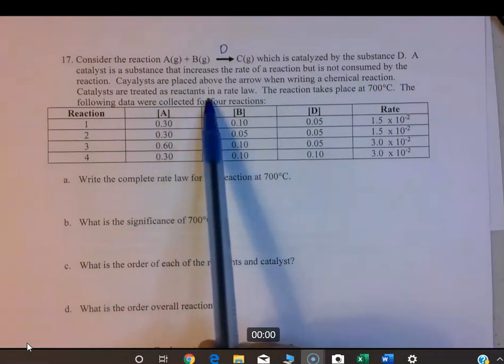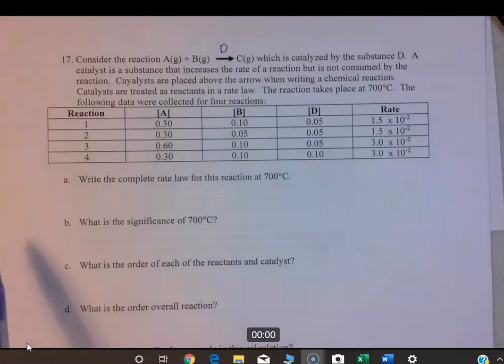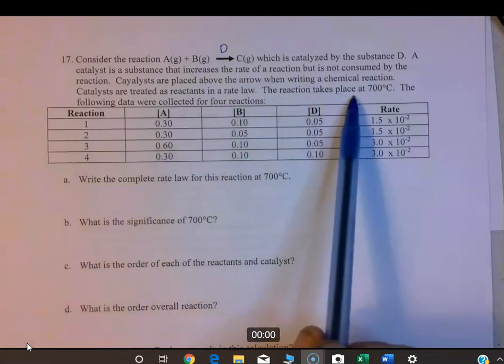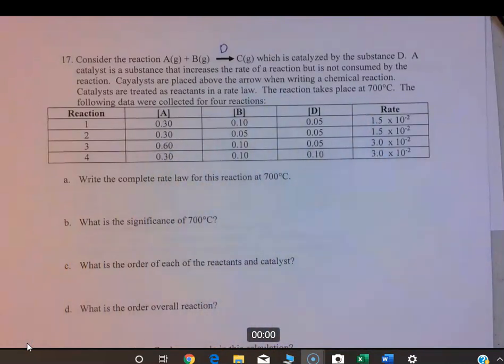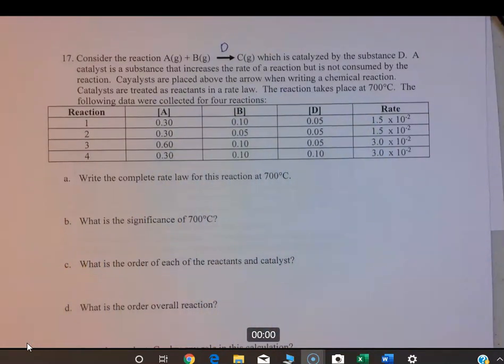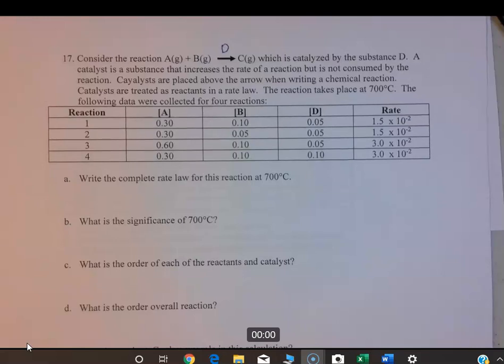Catalysts are treated as reactants in a rate law. The reaction takes place at 700 degrees. The following data is as follows. Okay, so we did one of these in class on Tuesday. So let's see if you remember it. We've got a couple here to do to practice.